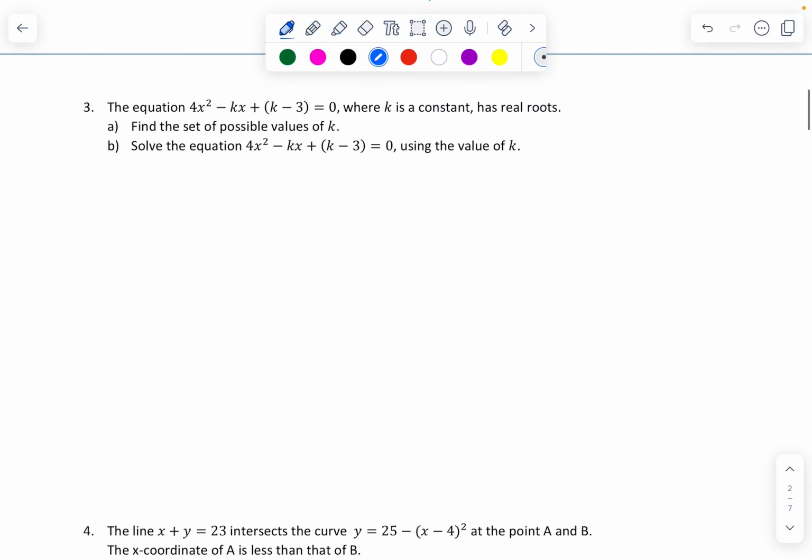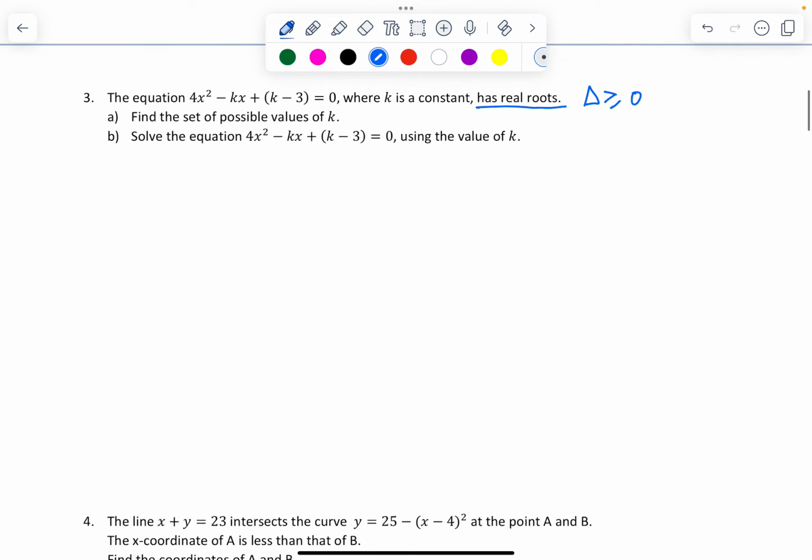Question number 3. The equation 4x squared minus kx plus k minus 3 equals 0, where k is a constant, has real roots. Real roots means the discriminant is greater than or equal to 0. Find the set of possible values of k.